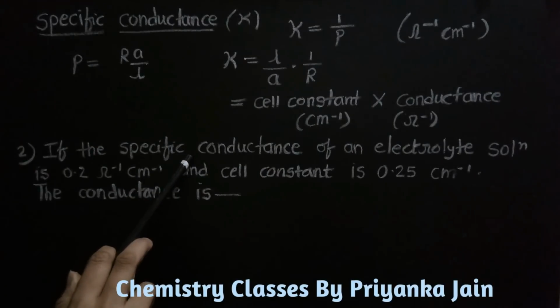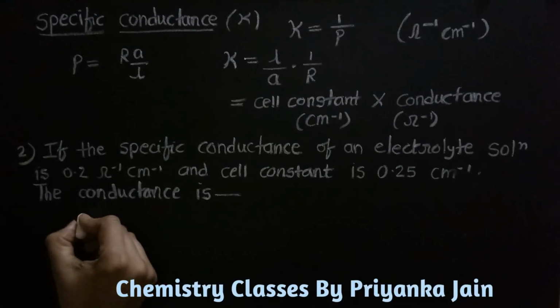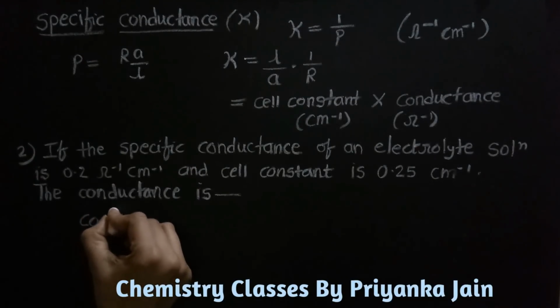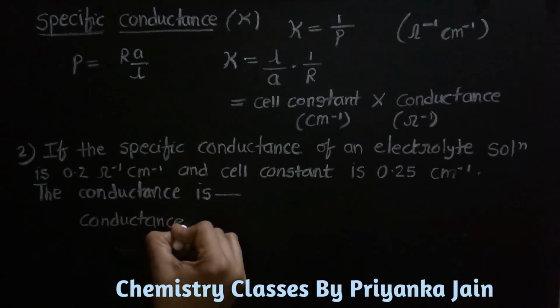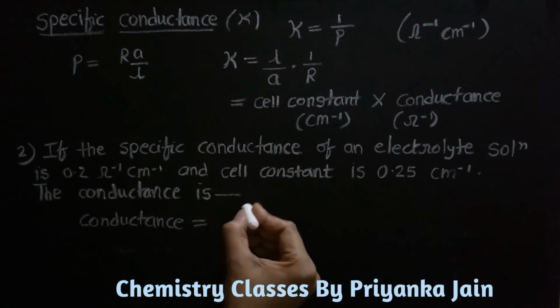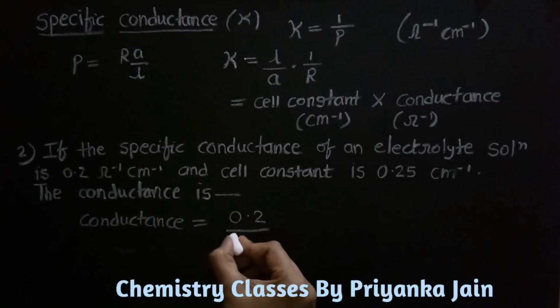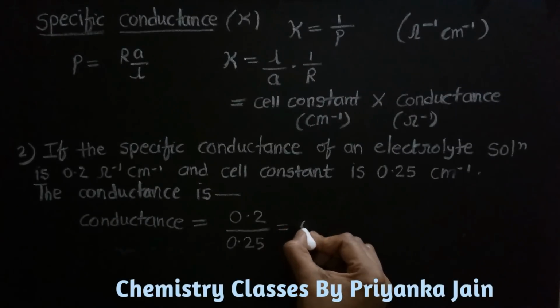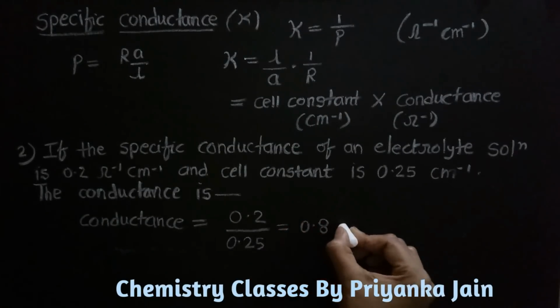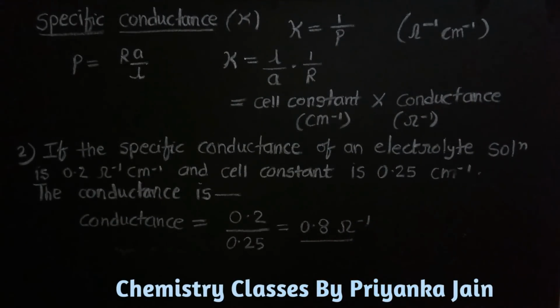We have been given the specific conductance and the cell constant. So the conductance will be given by the specific conductance divided by the cell constant. The specific conductance value is 0.2, divided by the cell constant, whose value is 0.25. So our conductance will be equal to 0.8 ohm inverse. A very simple question. If you know the formula, you can do this type of question.